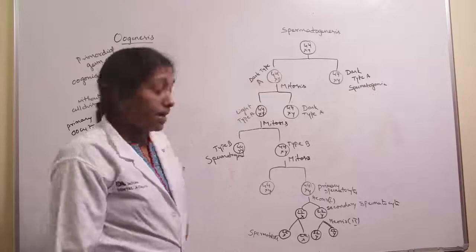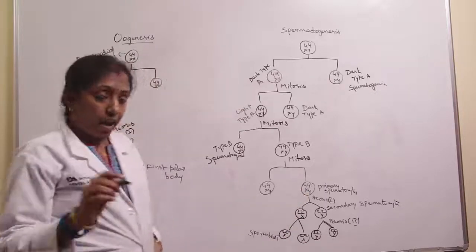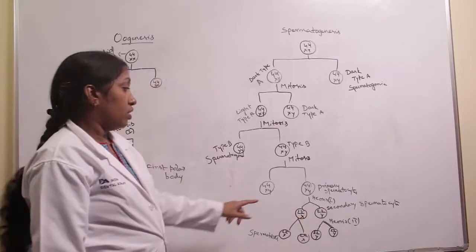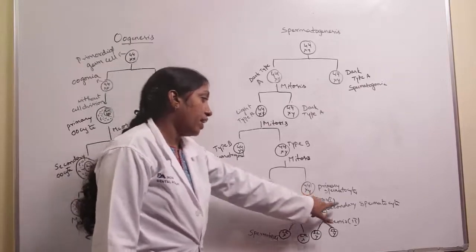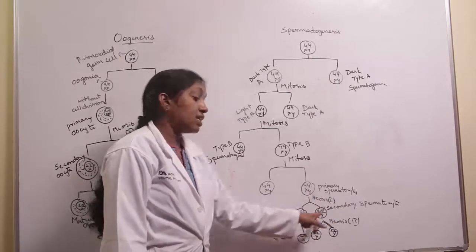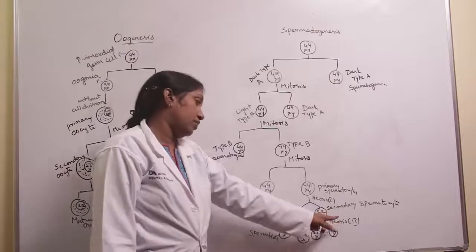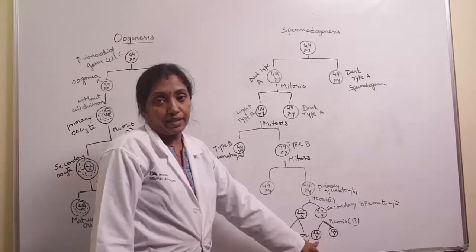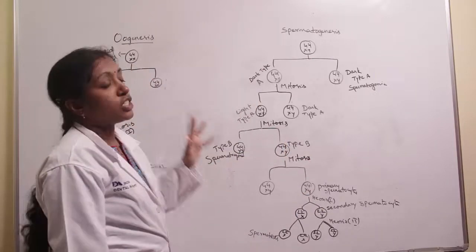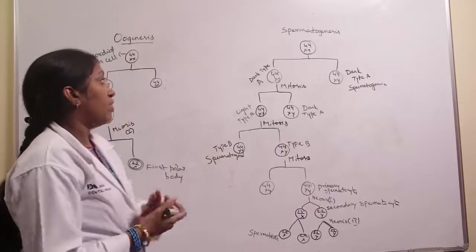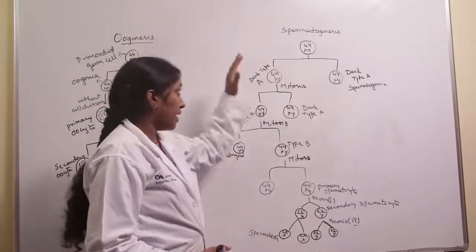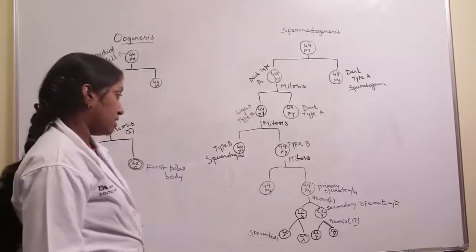primary spermatocytes. These primary spermatocytes now undergo meiosis to give secondary spermatocytes, and these secondary spermatocytes undergo the second meiotic division to give rise to spermatids. So this process is called spermatogenesis. It is nothing but the maturation of the male gamete from primordial germ cell to spermatids. This entire process we call spermatogenesis.